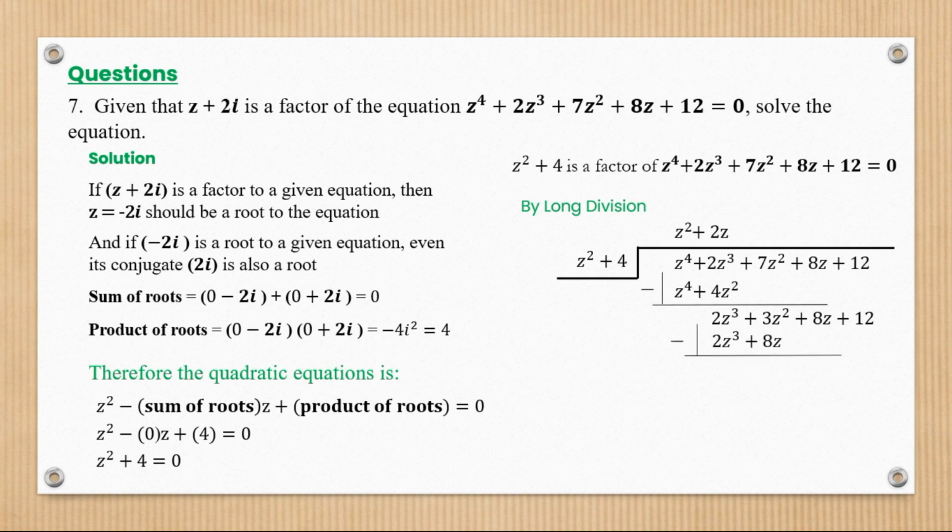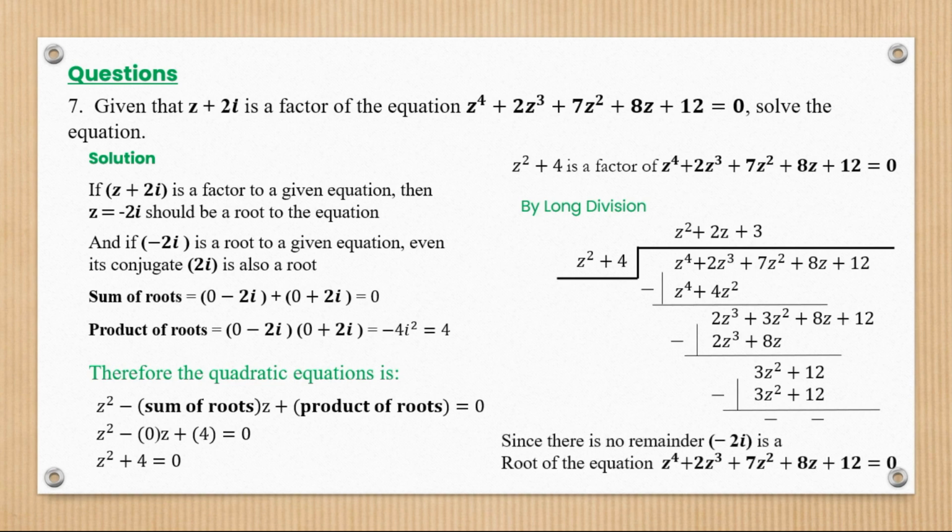Now there is nothing to subtract from the 3z squared, so it's preserved as it is. And then 8z minus 8z is 0, and we are only left with the 12, so we have that. So 3z squared divided by z squared is positive 3, so that's why we have a positive 3. Positive 3 times the values on the left, we are left with that. Since there is no remainder, it means that negative 2i is a root of that quartic equation. So we can see that now, substituting the quartic equation with its factors, we end up having that.